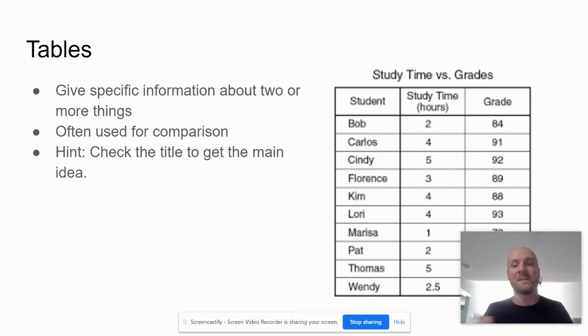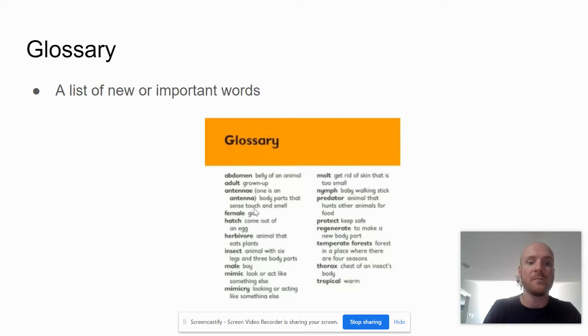Tables. So a table is a graphic text. It shows information about two or more things. So oftentimes we compare things. So here we have study time versus grades. We're comparing two things. So Bob studied for 2 hours and got an 84. Carlos studied for 4 hours and got a 91. So we can see that more study time equals a higher grade. So that's what a table would help you with.